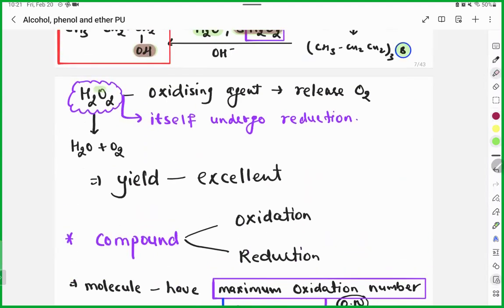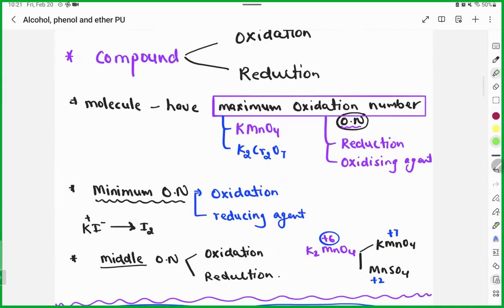H2O2 is an oxidizing agent. Why is it an oxidizing agent? Because it releases oxygen. If it releases oxygen, it means it will cause oxidation of others and reduction of itself. That's why the yield in hydroboration oxidation is really good, because more oxygen is released, causing oxidation of others. Correct. This is the basic introduction given in the redox chapter.